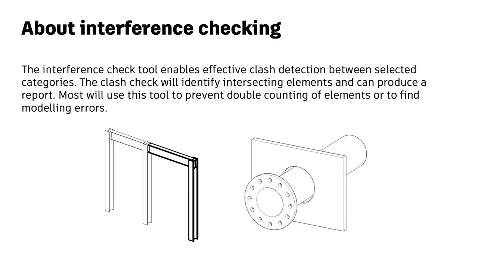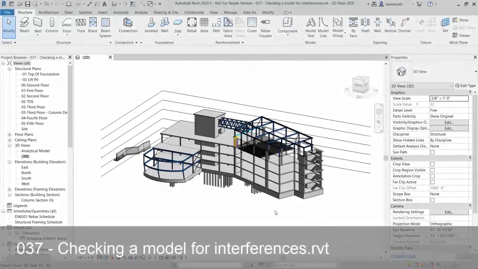The interference check in Revit is limited to hard clashing, but other tools, such as Autodesk Navisworks, can be used for more comprehensive clashing. In the example on the right, Revit would not find an interference between the pipe and plate, so it is normally not used for coordination between different disciplines. Go ahead and open up the model 037, checking the model for interferences.